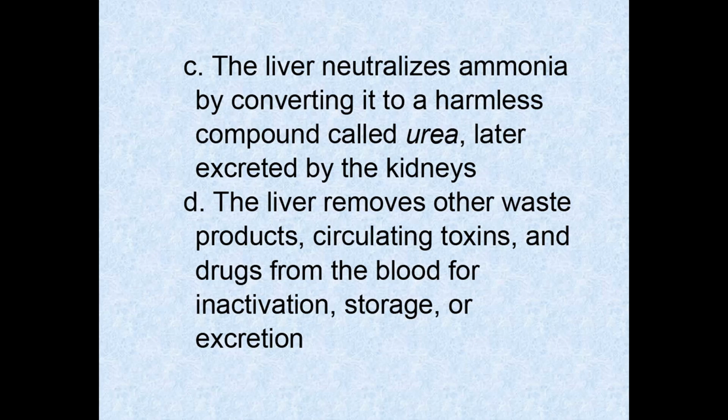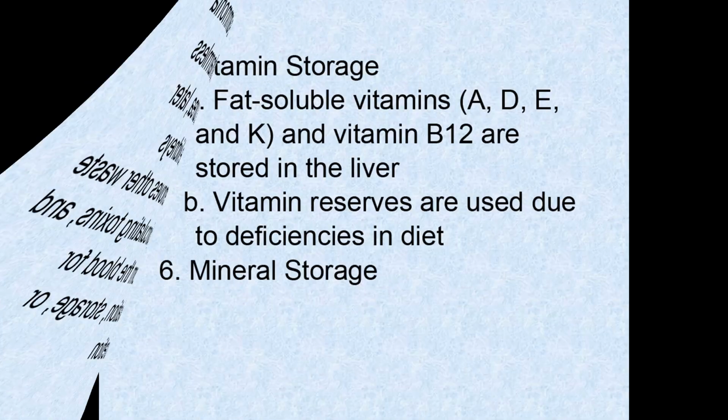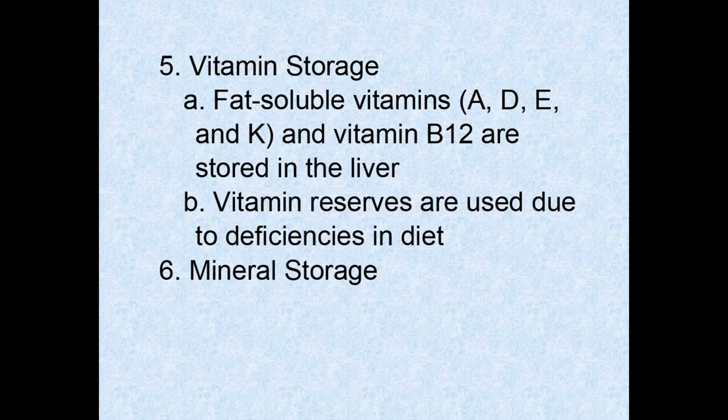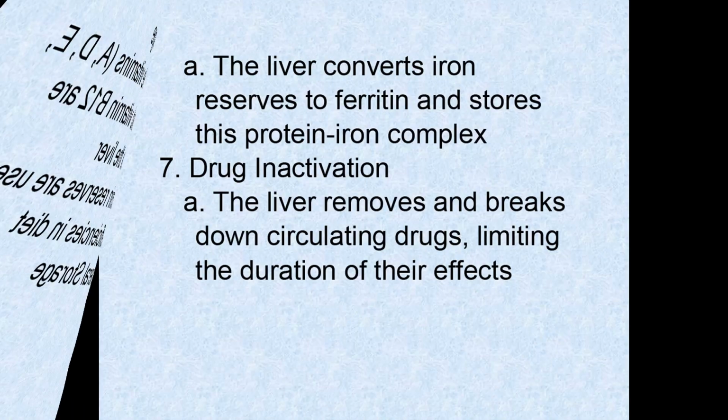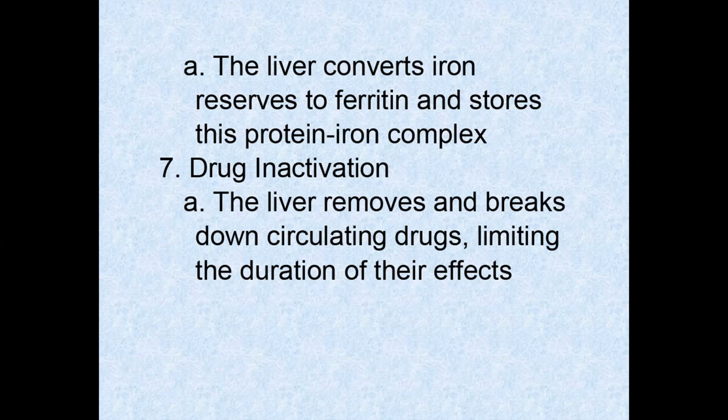The liver removes other waste products, circulating toxins, and drugs from the blood. Fifth, there's vitamin storage. Fat-soluble vitamins and vitamin B12 are stored in the liver. Sixth, there's mineral storage. The liver converts iron reserves to ferritin. Finally, there's drug inactivation, number 7. The liver removes and breaks down circulating drugs, limiting the duration of their effects.